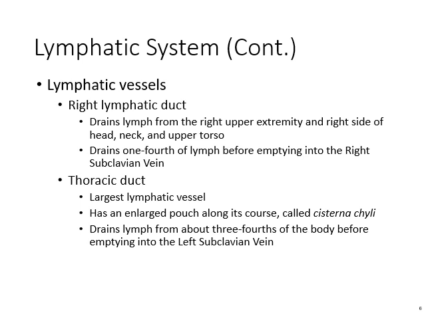The thoracic duct, on the other hand, is the largest lymphatic vessel. It has an enlarged pouch along its course called the cisterna chyli, and drains lymph from about 3/4 of the body before emptying into the left subclavian vein.